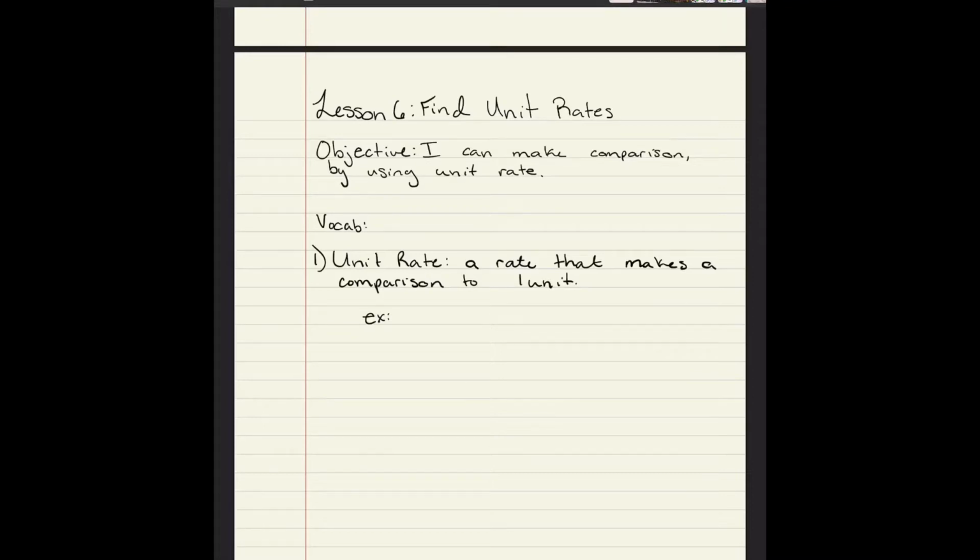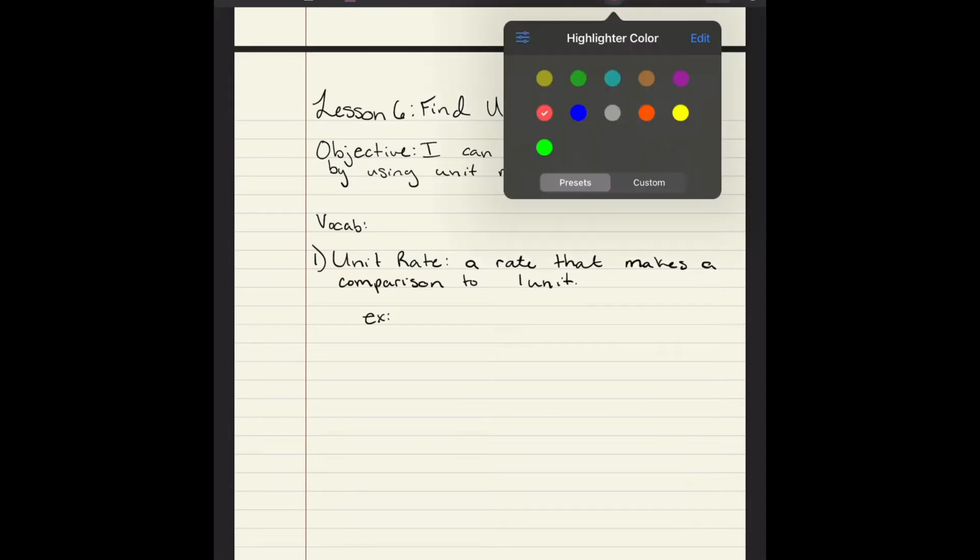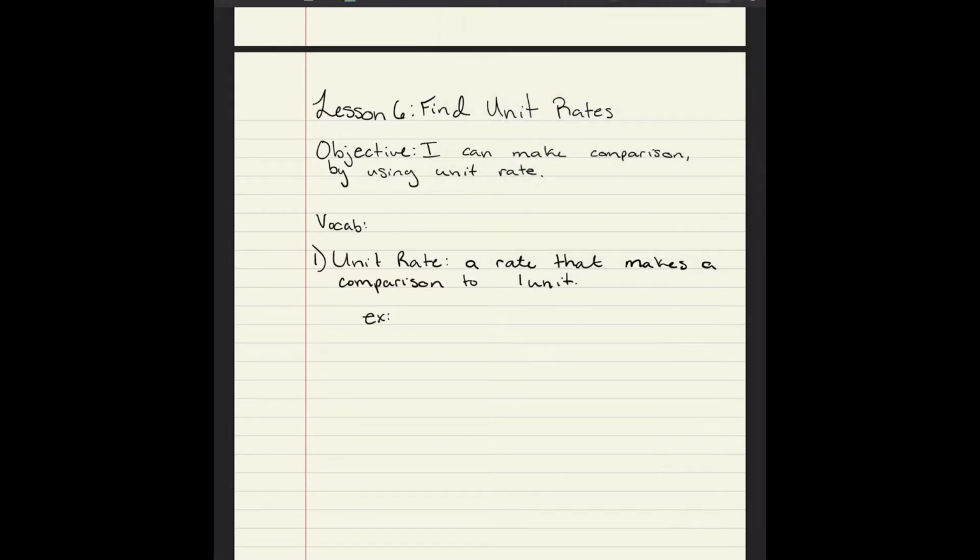Hello class and welcome to lesson 6. This is find unit rates. So our objective is I can make comparisons by using unit rate. And our vocab word is actually review because we've already gone over what unit rate is. But let's just go over it again.